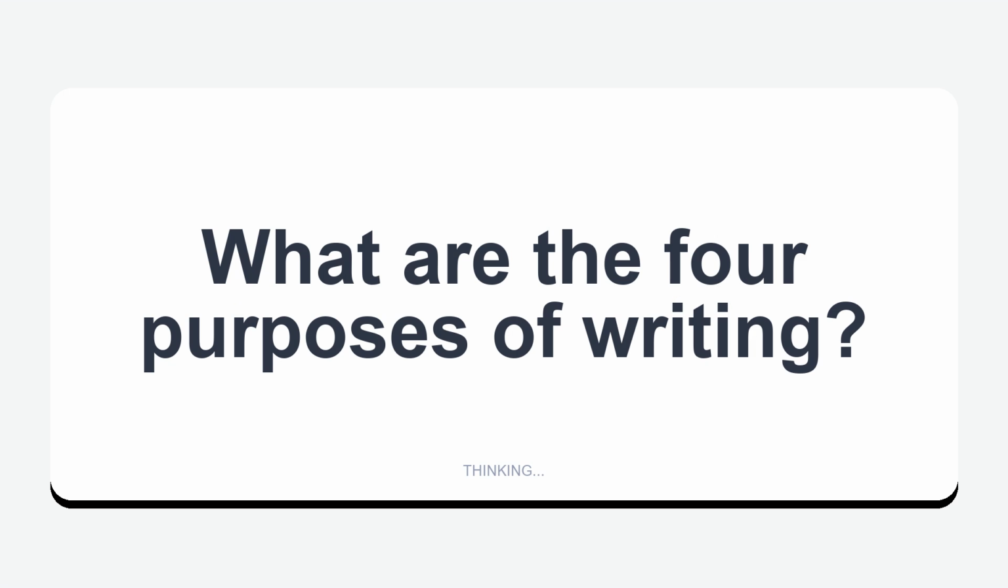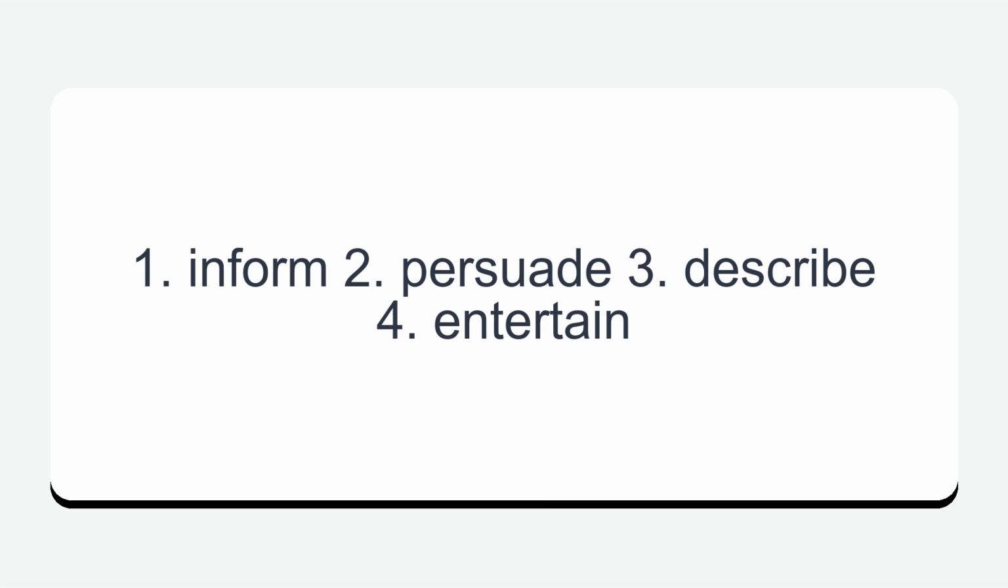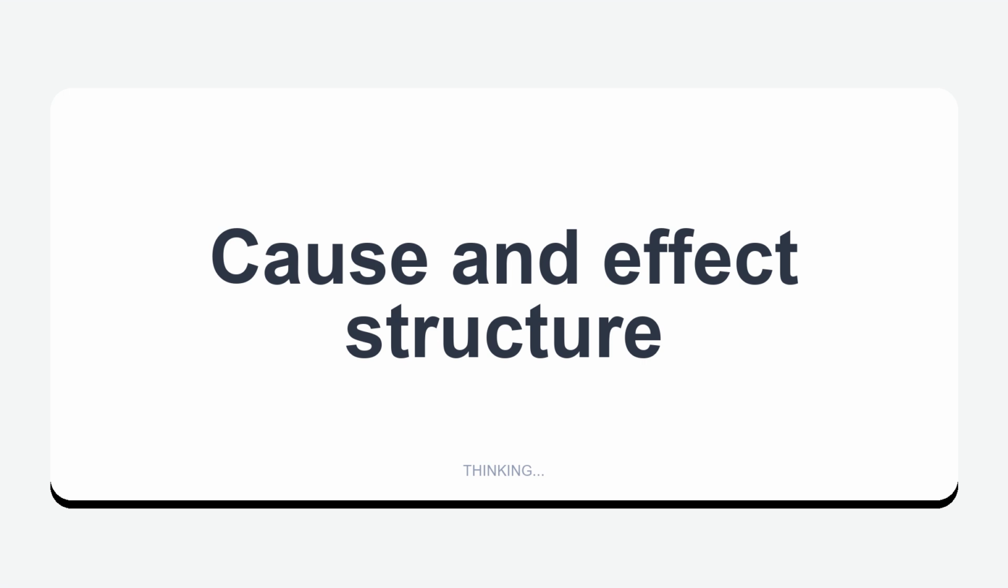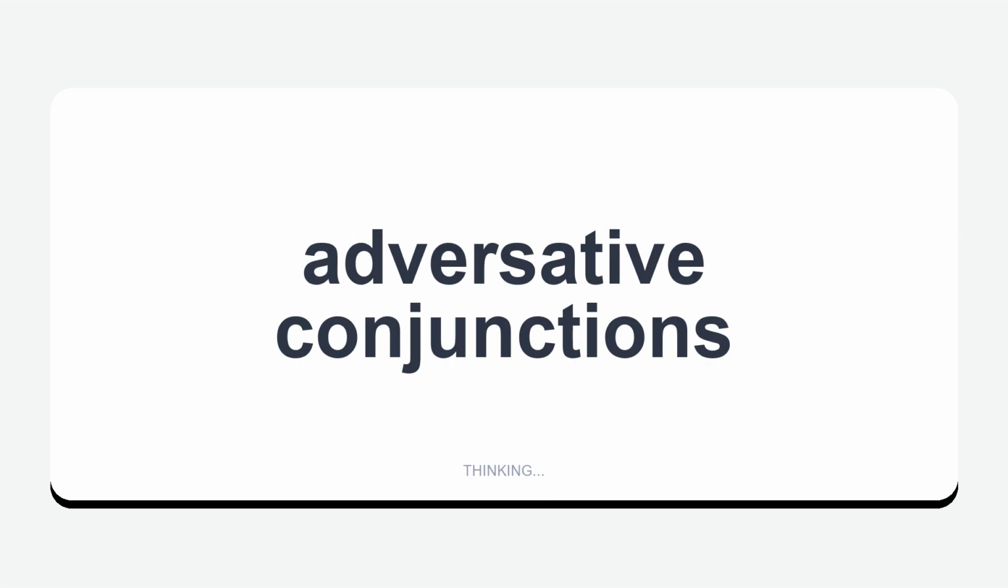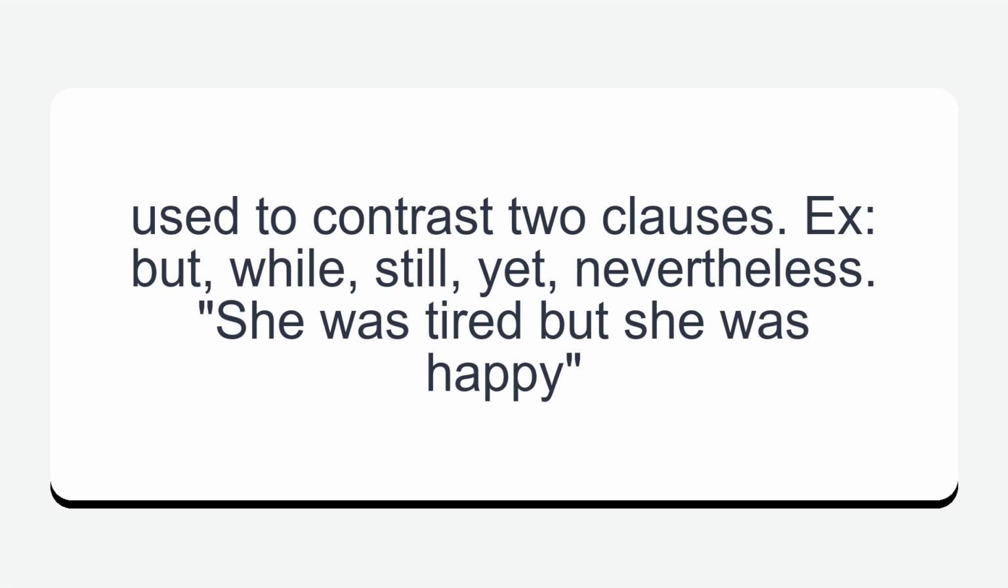What are the four purposes of writing? 1. Inform. 2. Persuade. 3. Describe. 4. Entertain. Cause and effect structure: asks why by demonstrating some type of connection between ideas. Adversative conjunctions: used to contrast two clauses. But, while, still, yet, nevertheless. She was tired but she was happy.